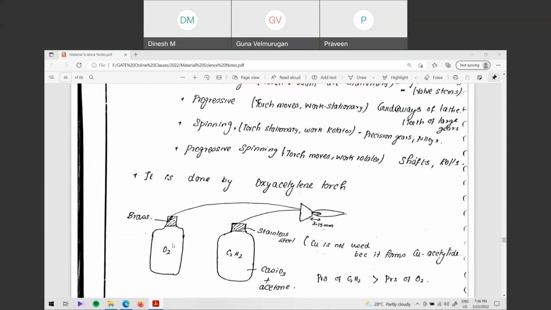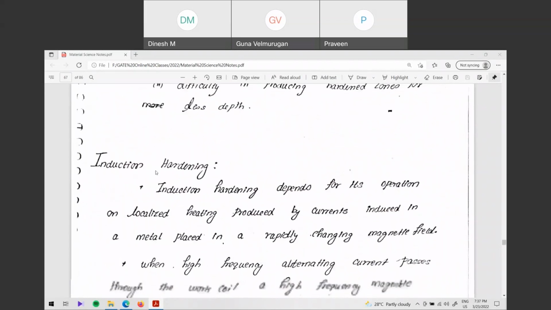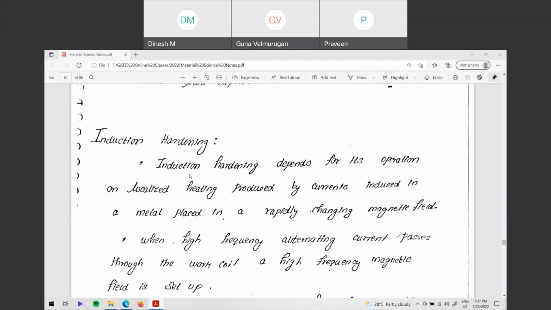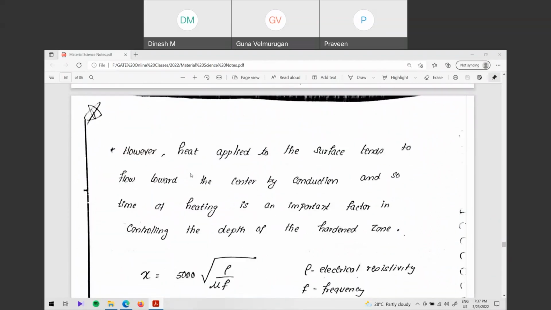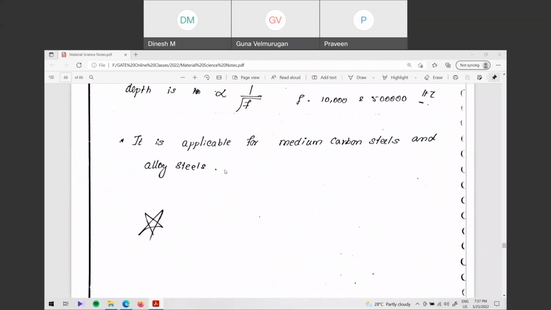Flame hardening is nothing but you're using oxyacetylene, you're heating it, and you're suddenly cooling it. Induction hardening is nothing but you're heating with the help of magnetic coils and cooling it. That's it. Those are the differences. But why did I tell all these things? Because some basic questions will be coming.